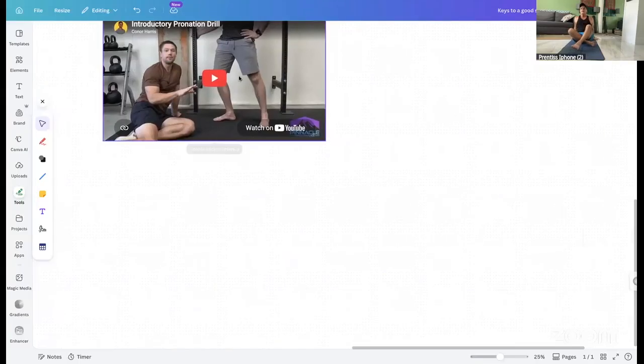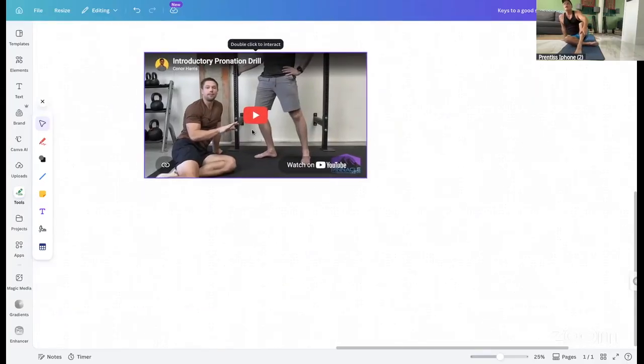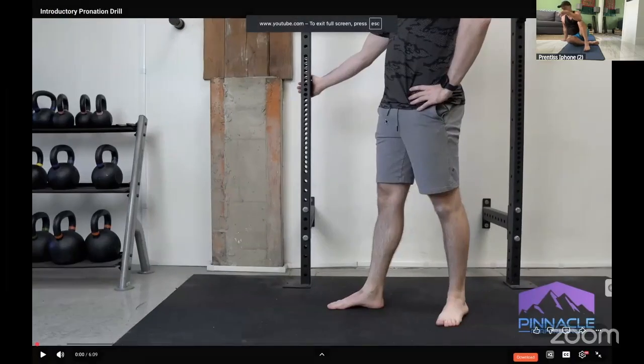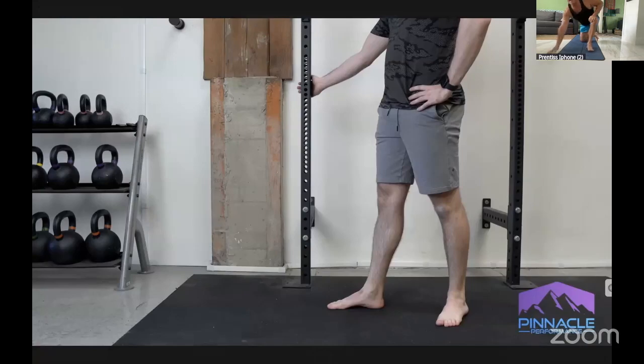So really simple. We're just going to do a pronation drill, which means now we're going to teach you how to move your foot through pronation. Now, let me open this up. Now, let's try. So I want you to grab something so you can stabilize your body. Let's just try this on your right foot. Okay.